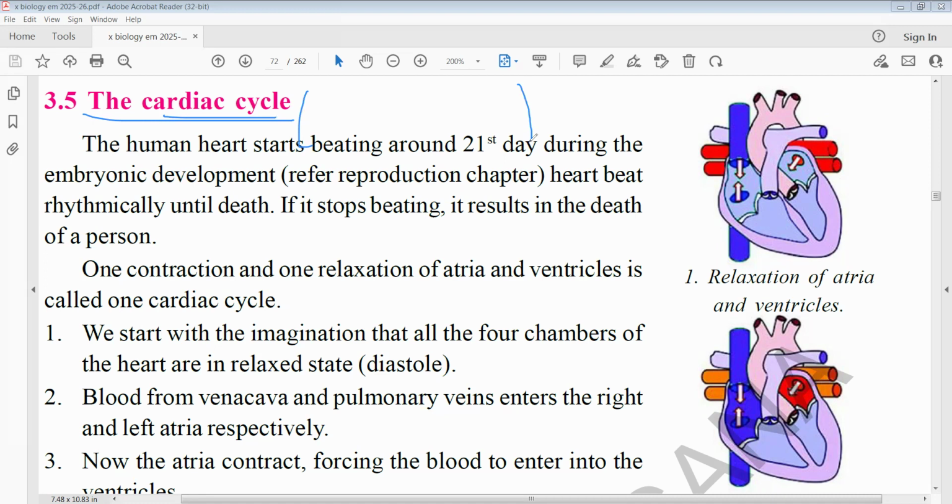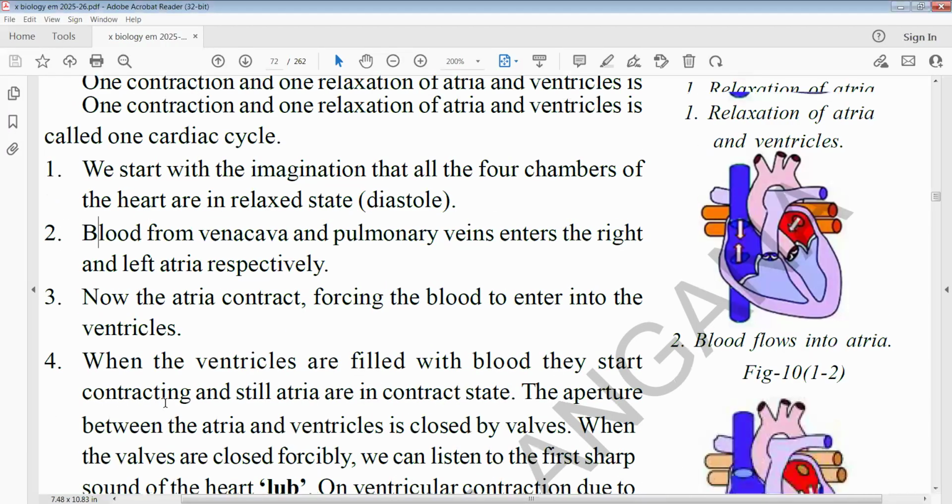These three words. So what is a heartbeat? We can also give the answer: a heartbeat means one contraction, one relaxation of the heart, or one systole, one diastole of the heart. One contraction, one relaxation is called one heartbeat. So the cardiac cycle mainly consists of four steps. It is important.